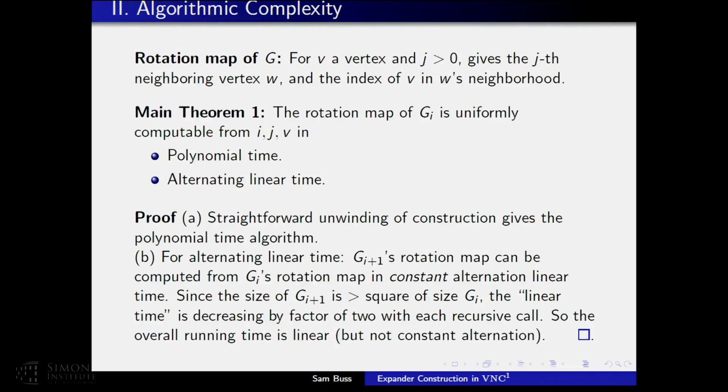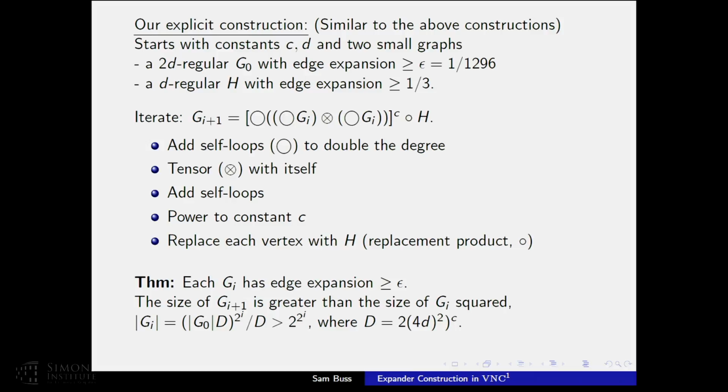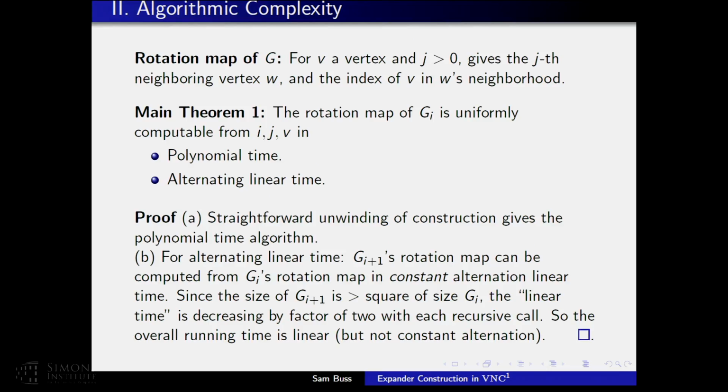And what's important about it is that we can prove its correctness using only concepts from NC1. So for this, we really want to talk about the rotation map. The rotation map is, if we have a vertex V with a lot of edges, and we look at the jth outgoing edge, the rotation map gives us the neighboring vertex W along that edge, and the index K of the edge from the point of view of W. So the rotation map is just a way of walking around the graph.